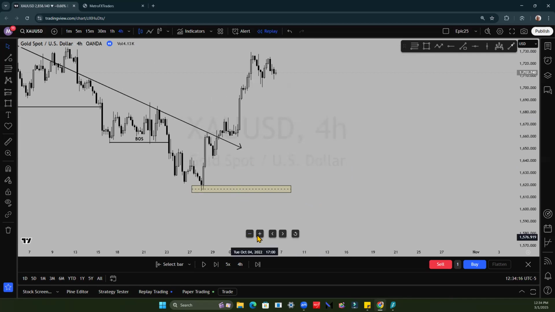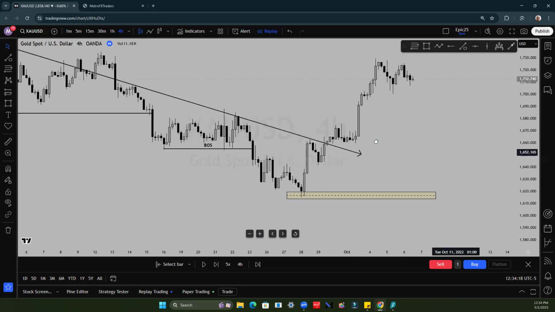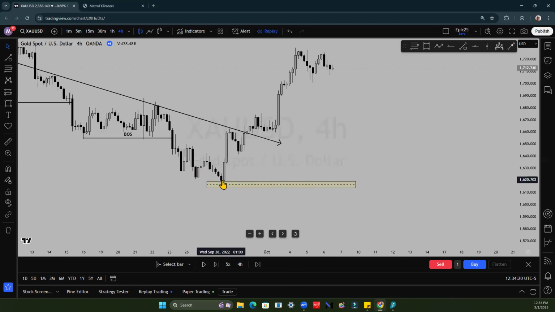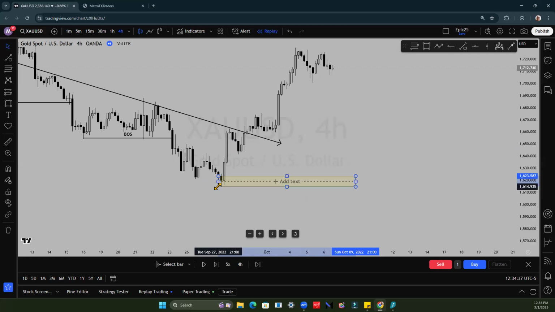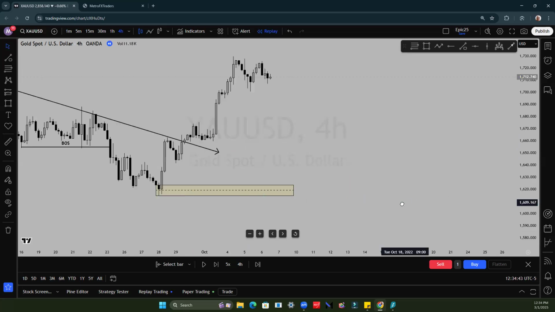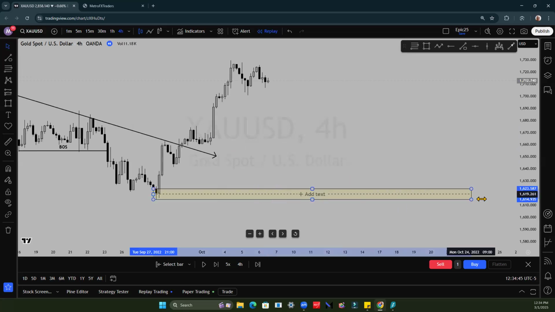How do you identify a demand zone? It's when you see a bullish engulfing candle, you see strong candles ticking upwards. You can call this area now a demand zone. So we would mark out this demand zone like this. The candle before the bullish engulfing, you would mark it out and stretch it all the way out, like that.